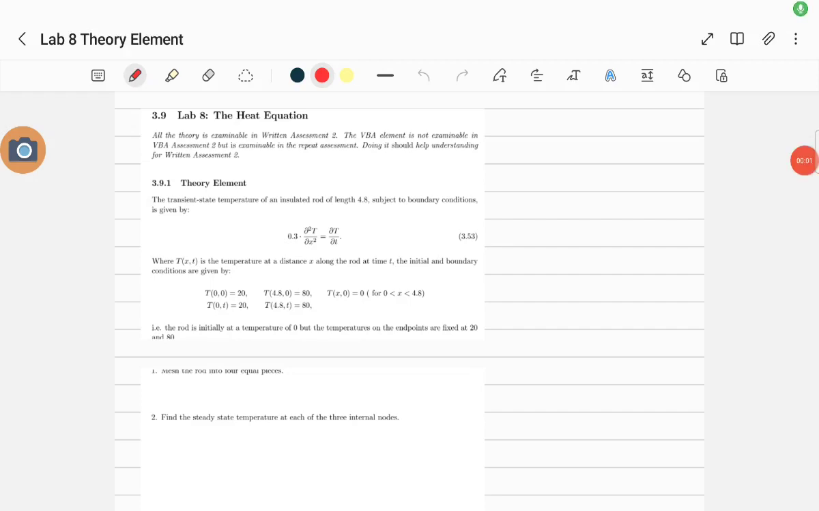With the theory element of Lab 8, which for most of you is the important business. As said, all the theory is examinable in written assessment 2. What we do here, you'll be asked to do in written assessment 2. The VBA element is not as important. It's a bit of interest. It will be examinable though in the repeat assessment. Doing this lab should help you, in my opinion, for written assessment 2.